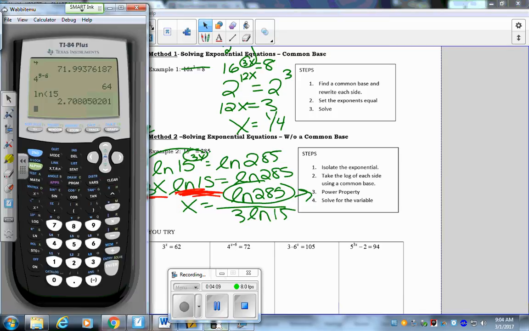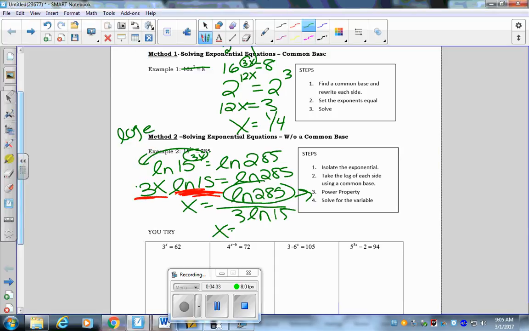And let's pull up our fraction outline. It'll make it so much easier, not worrying about parentheses. So alpha y equals, enter. I'm going to type in the natural log of 285, close my parentheses, move to the bottom, 3 times the natural log of 15. Hit enter. Now let's give us 4 decimal places and truncate, meaning cut it off. So 0.6957.